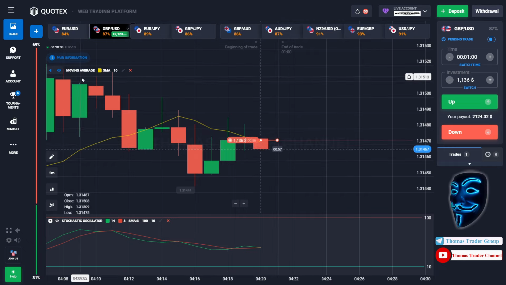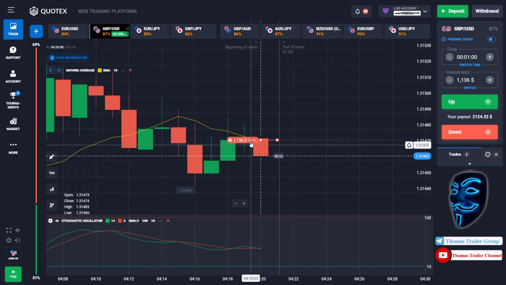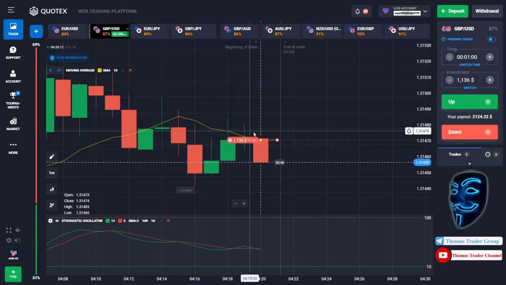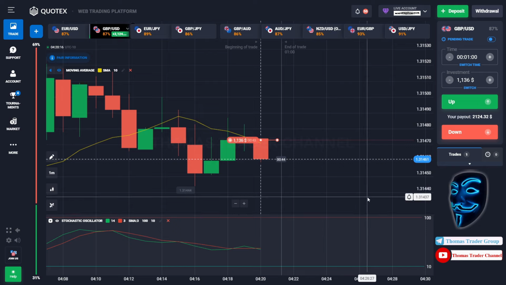As you can see, the market is going bearish, and the market is touching the moving average line. When the market has the moving average line, the market will make a rebound, and it will continue the bearish trend. Let's pivot and let's wait till the end of our trade.